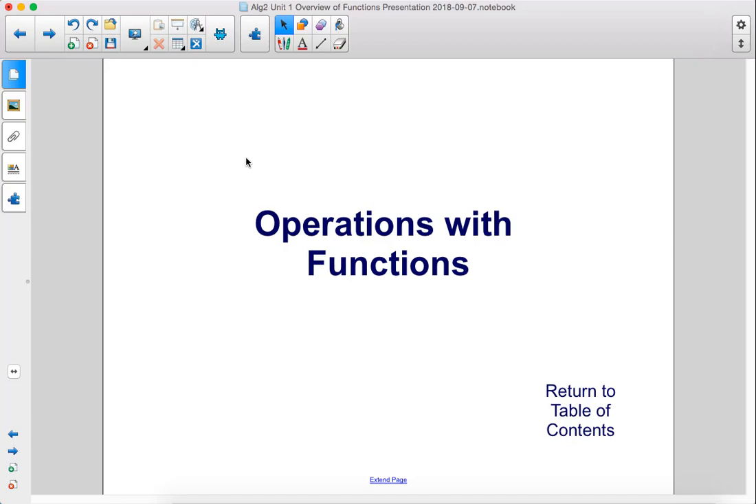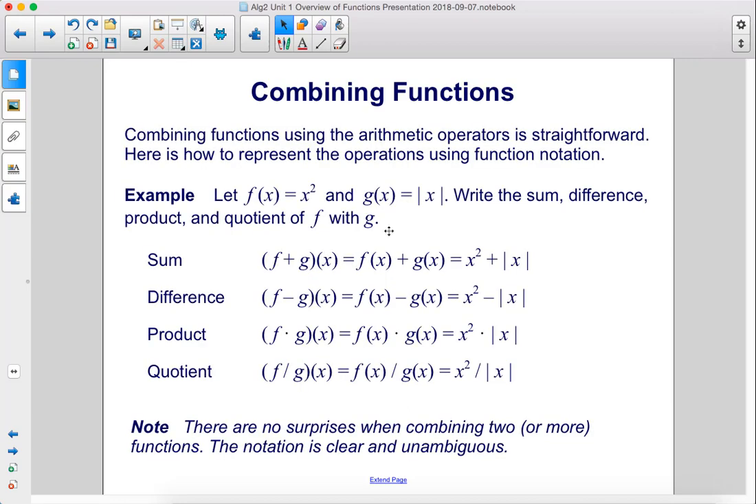Operations with functions. Combining functions using the arithmetic operators is straightforward. Here's how to represent the operations using function notation. Here's an example. Let f of x equal x squared and g of x equal the absolute value of x.